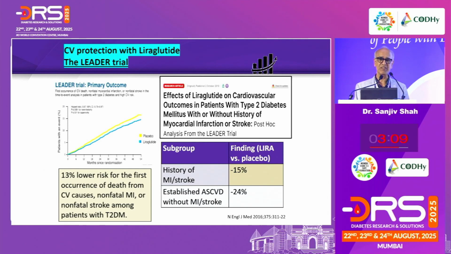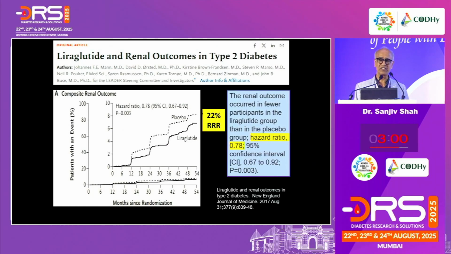a major benefit was on atherosclerotic events, an MI or a stroke, rather than heart failure or mortality. A sub-analysis of this particular LEADER trial for renal outcome also showed a 22% risk reduction in renal outcome and a renal endpoint, though it was not a dedicated renal trial, but a similar benefit.